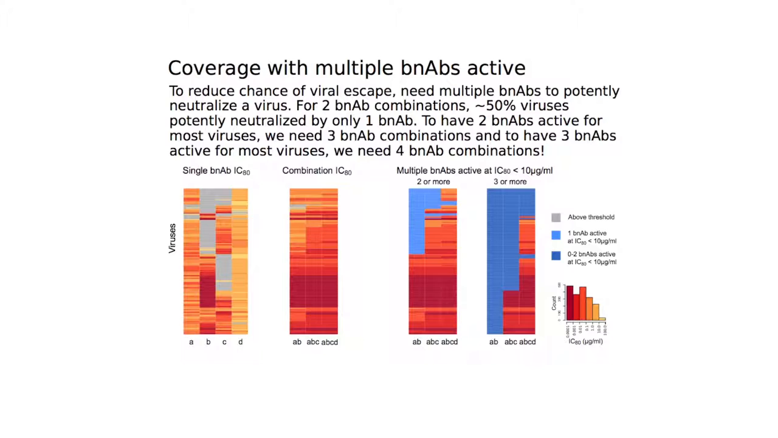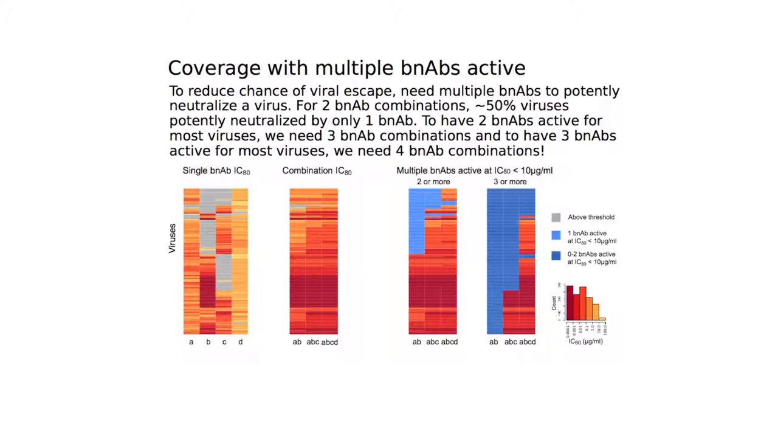For this effect to be seen, we would like a given virus to be neutralized potently by most of the antibodies in a given combination. When we looked at the simultaneous neutralization by antibodies in our best 2, 3, and 4 bNAb combinations, shown as heat maps over here, we found that for the best 2 bNAb combination, around 50% of viruses were potently neutralized by only 1 bNAb in the combination. This suggests that even though we would be giving a combination of 2 antibodies, it would effectively be a monotherapy for 50% of the panel viruses.